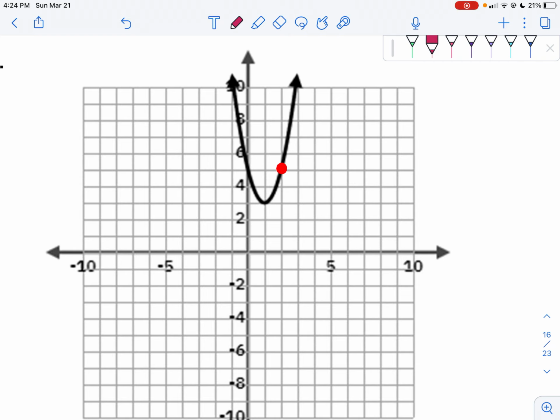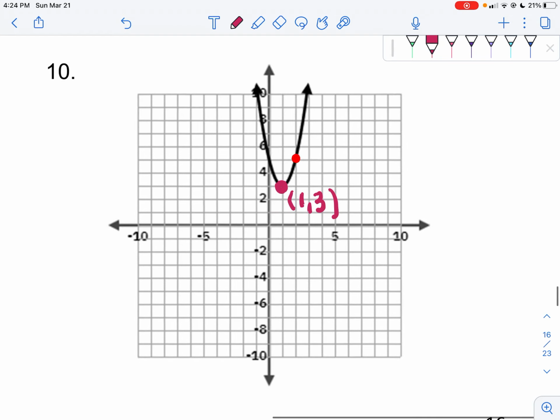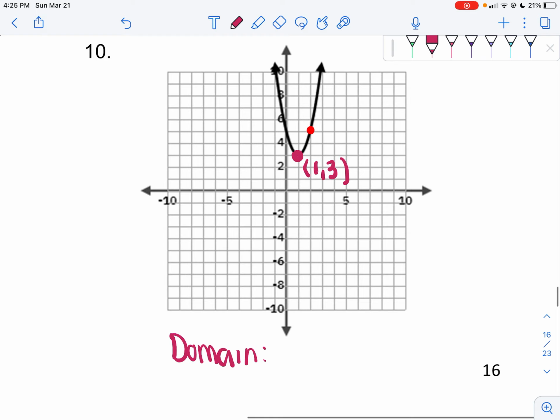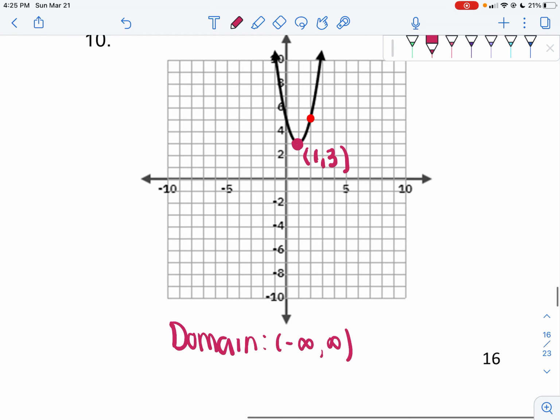So over here again, I'm going to start with finding the vertex. So it is over 1 up 3. So the domain, left to right, it covers every single x value.